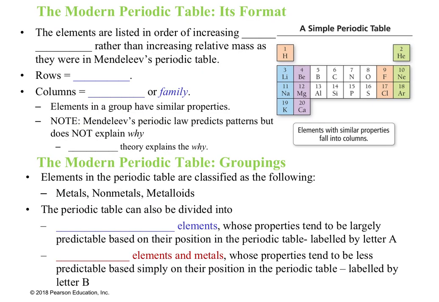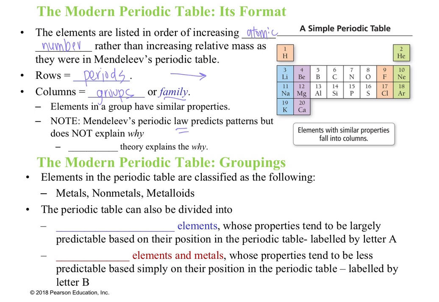So now we have elements that are, instead of listed in order of increasing mass, actually in order of atomic number, so number of protons. And our rows are those periods, so going across is called a period, and going up and down the columns are the groups or the families. So they have similar properties, just like you might have in your family. So the periodic law, right, it's a law, helps us to predict the patterns, but it doesn't explain the why.